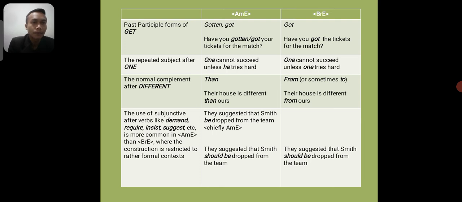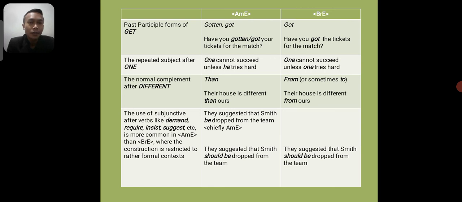And then the repeated subject after one. In America, one cannot succeed unless he tries hard. But in British, one cannot succeed unless one tries hard. And then the normal complement after different. In America, than. In British, from or sometimes to. For example, their house is different than ours. And then in British, their house is different from ours.